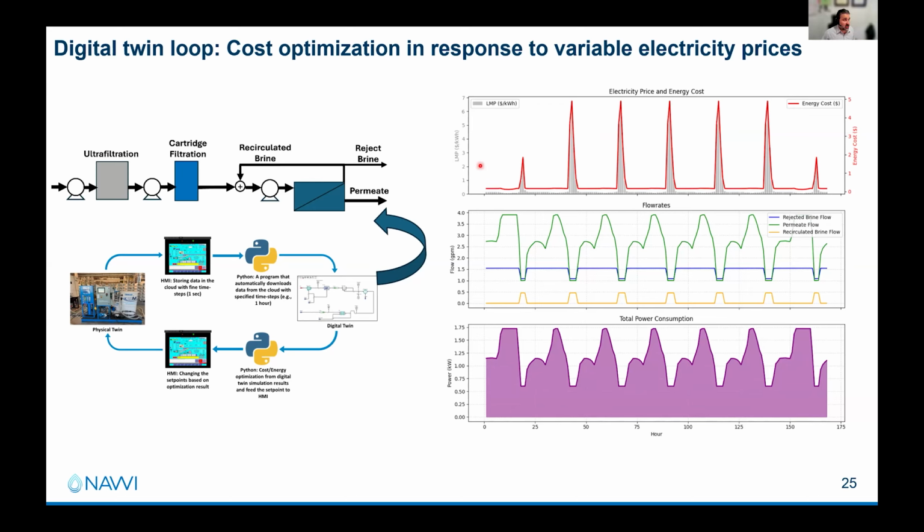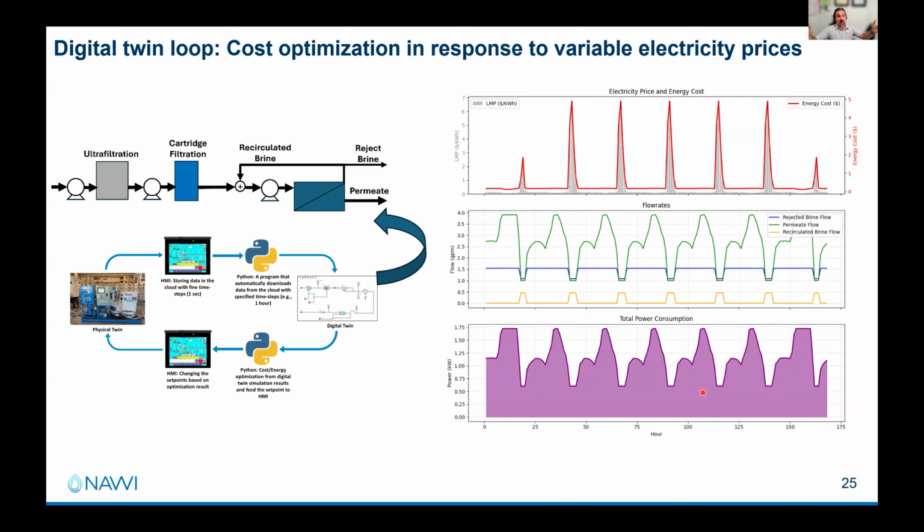On the top, you can see the electricity cost with the gray bars. The red shows the energy cost on the system. In the middle, you could see the flow set points. These are the set points that we ultimately sent to the physical twin. So the permeate flow rate, recirculated brine flow rate here because it was RO with recirculation, and the final brine flow rate. Those are the three flow rate set points you send to the system. And then finally, you could estimate the power consumption of the system. All right. And so what we did here is we said, all right, we want to produce a certain amount of water within a given time horizon. Make sure we do that.